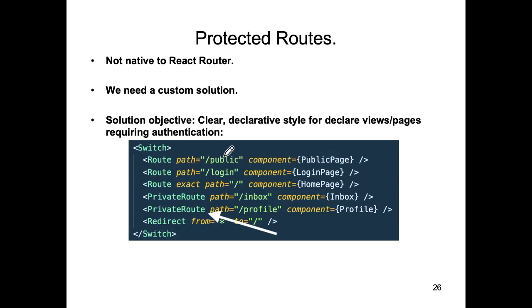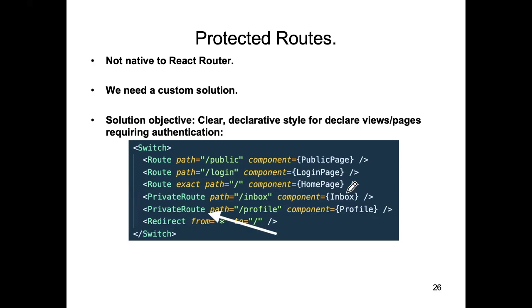Again, it's consistent with the way React Router implements routes: a path prop and a component prop, path prop and a component prop. And we'd like it to work exactly as before. So if the browser's URL changes to this, then this component is mounted. Of course, behind the scenes, what's going to have to happen is if the browser's URL changes to this, then our app needs to work out, has this person logged in or not? If they have, that's fine.